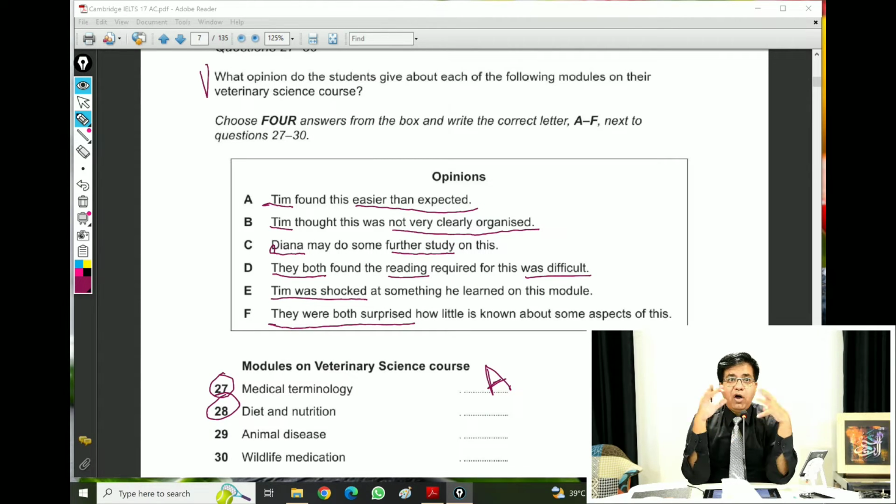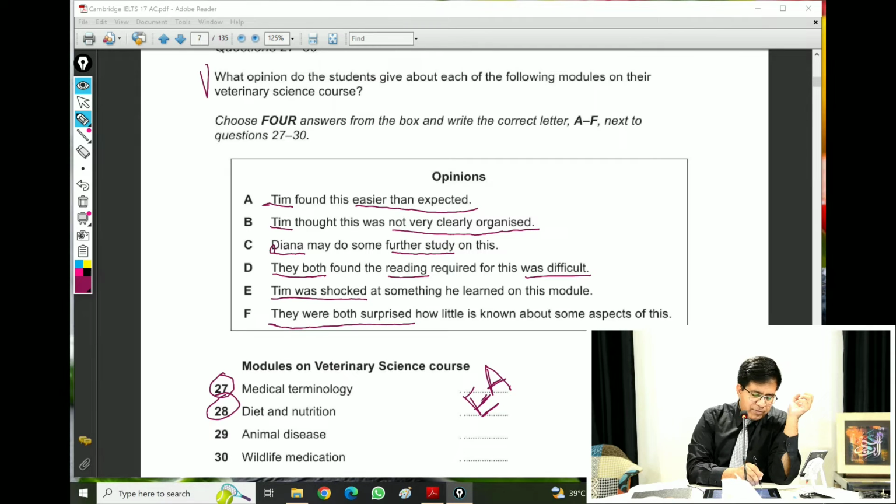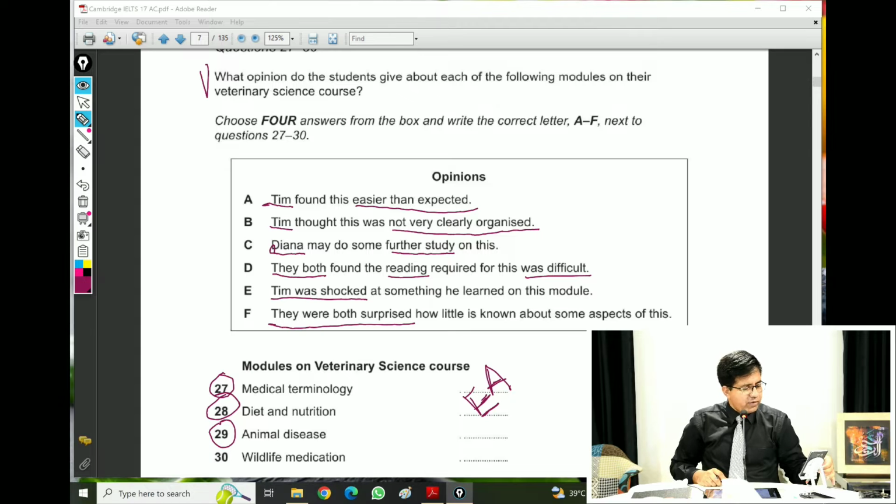Tim was shocked. When you are shocked, you say, I thought that was terrible, horrible, awful, like that. So option E for elephant will be the right answer here. Question number 29. Animal disease. Let's see what they say about animal disease.